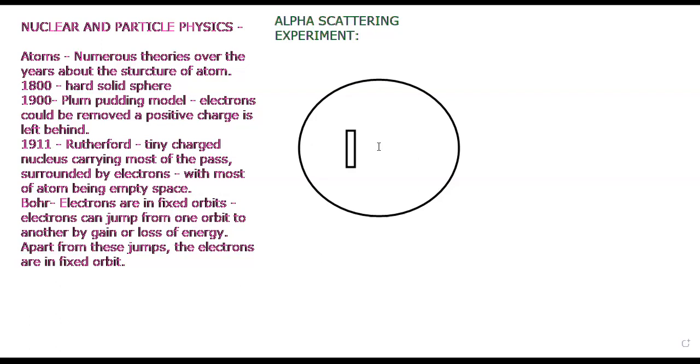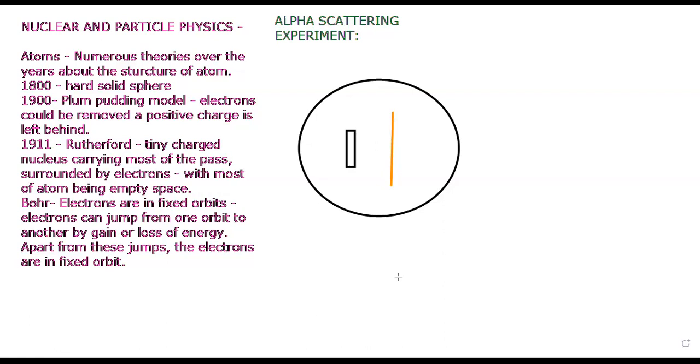Now, in front of that small source, they had a gold leaf, a very thin layer of gold leaf, right? So they had a source of alpha particles and they had a very thin gold leaf.